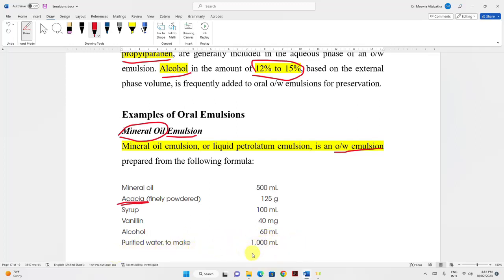The way they prepare it is by the dry gum method, which is the Continental method.